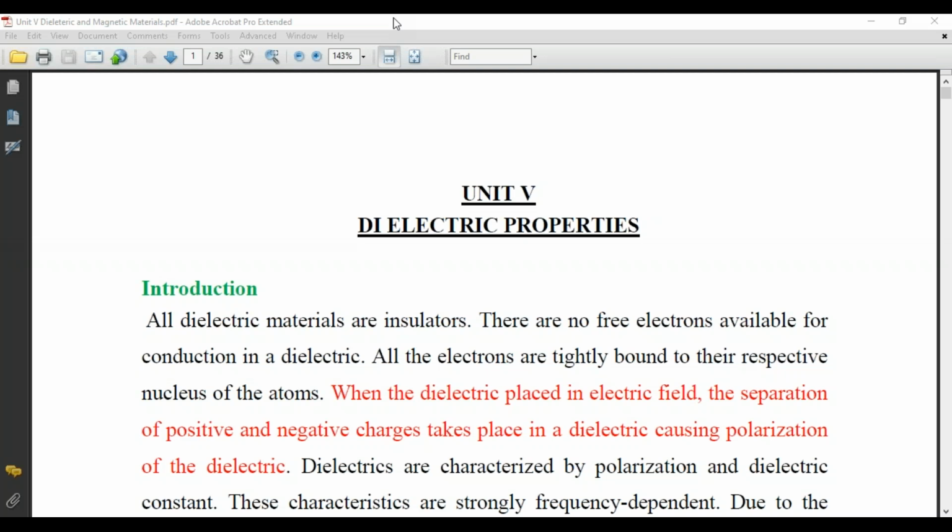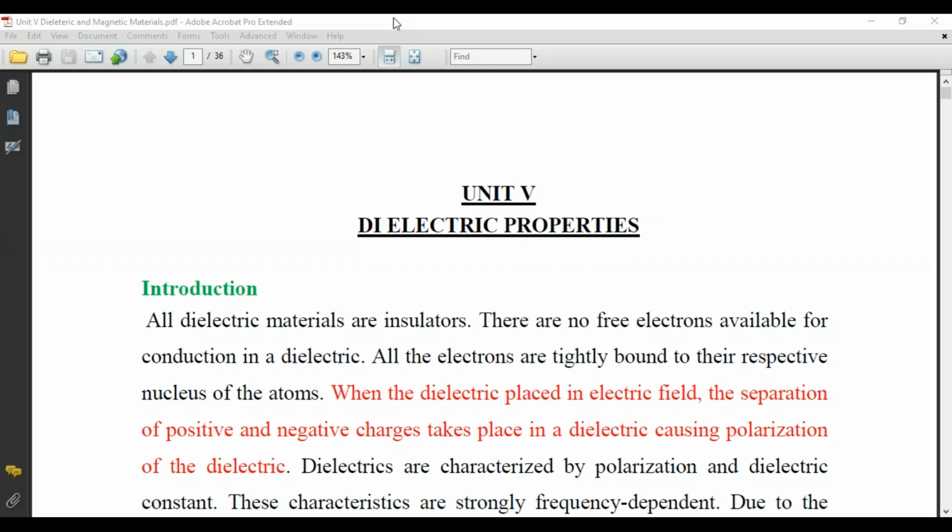So positive is moving towards the applied field direction and negative fields opposite to that applied direction. This is what is going to happen in the dielectric materials when you subject it to electric fields. So this is polarization in a dielectric material.